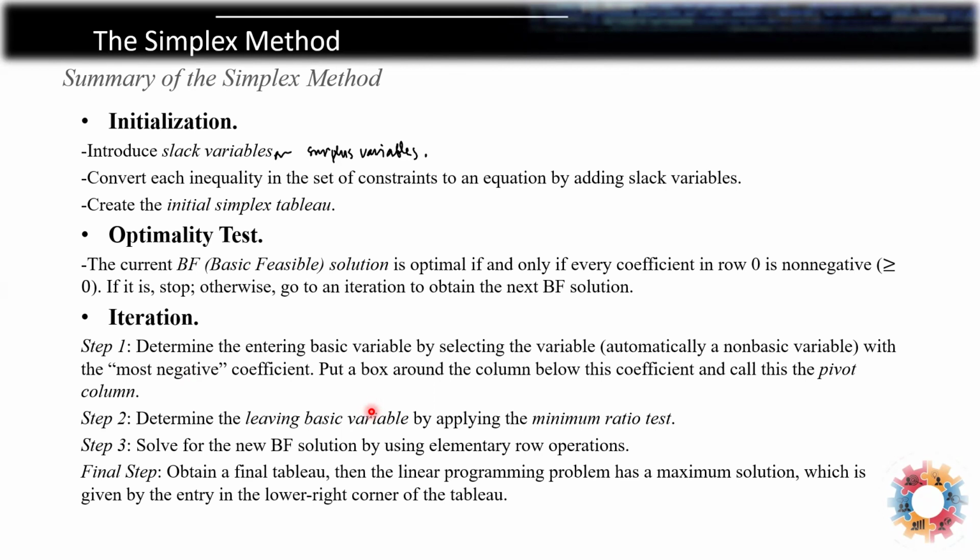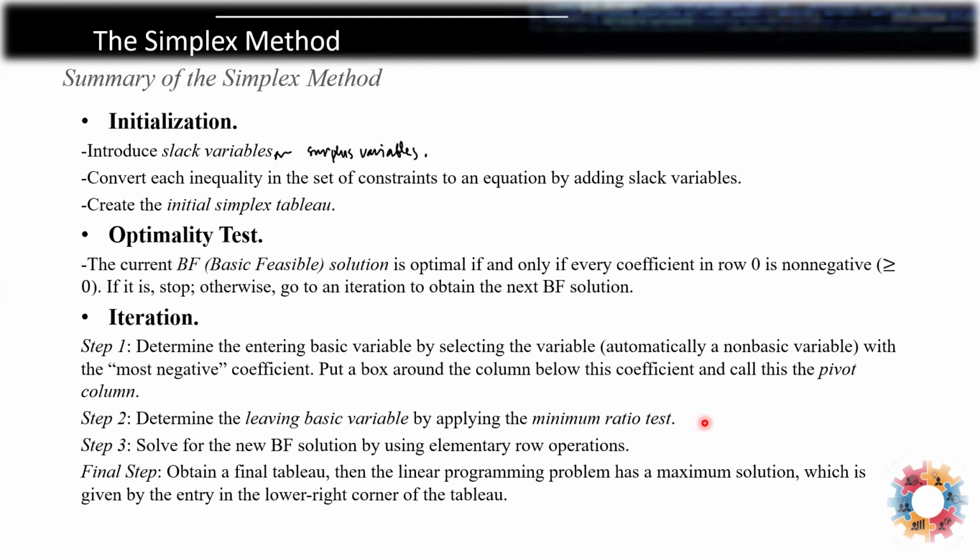Now, in the columns, you have the entering basic variable, and that corresponds to your pivot column. And your leaving basic variable will be replaced by the entering basic variable. So how to determine the leaving basic variable? You apply the minimum ratio test.